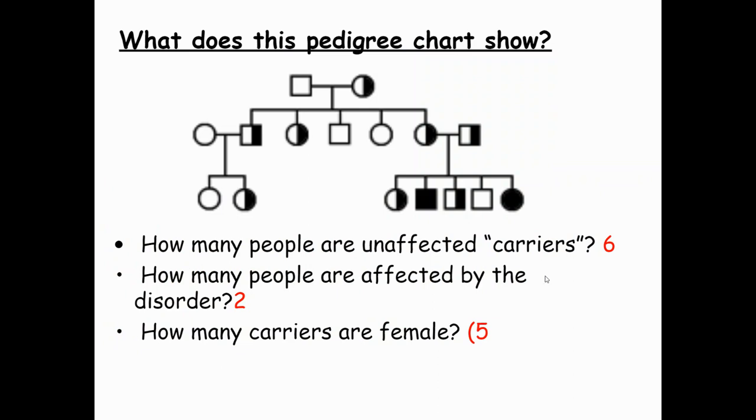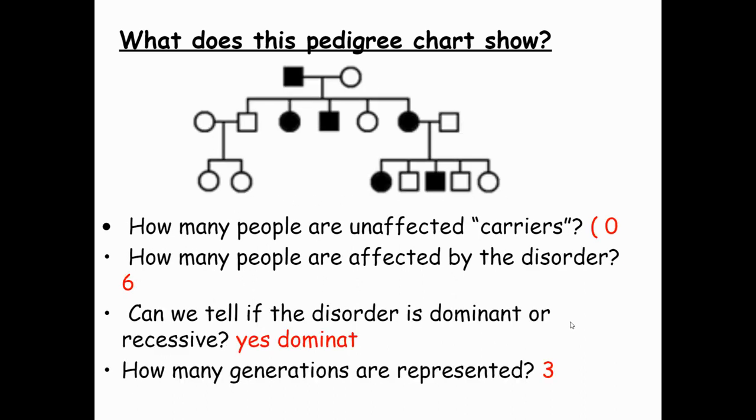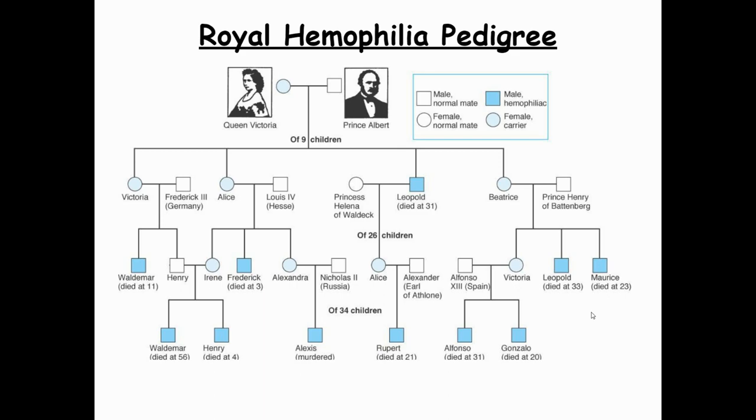Okay, how many people are unaffected carriers? Okay, 1, 2, 3, 4, 5, 6. There's a little bit more. 8. How many people are affected by the disorder? 1, 2. How many carriers are female? 1, 2, 3, 4, 5. Okay, how many people are unaffected carriers? Nobody. 0. How many people are affected by the disorder? 1, 2, 3, 4, 5, 6. Can we tell if the disorder is dominant or recessive? Yes, it's dominant because the parent has it. How many generations are represented? 1, 2, 3 generations.